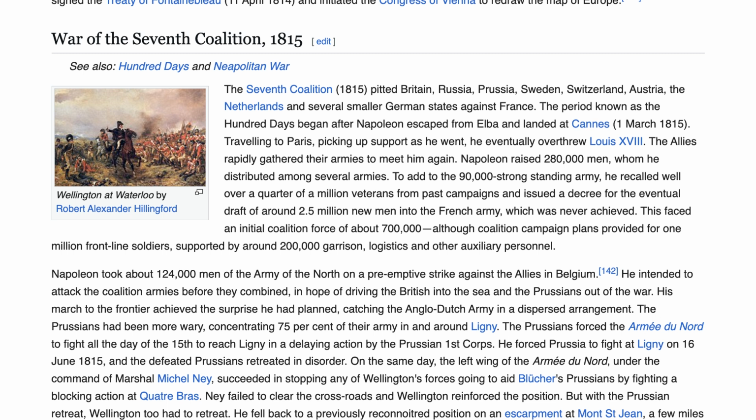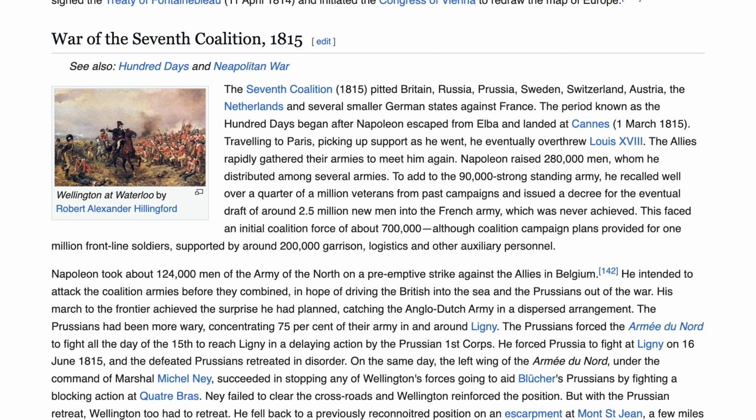Napoleon raised 280,000 men, whom he distributed among several armies. To add to the 90,000-strong standing army, he recalled well over 250,000 veterans from past campaigns and issued a decree for the eventual draft of around 2.5 million new men into the French army, which was never achieved.